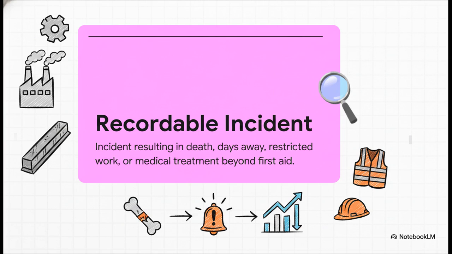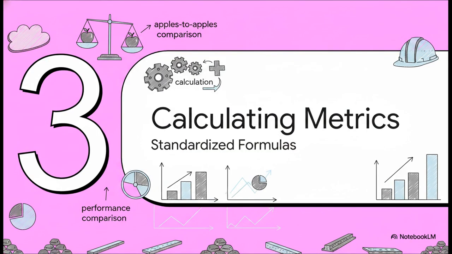Finally, we have the near-miss frequency rate, or NMFR. Now this one is fascinating because it tracks what almost happened. A near miss is defined as an unplanned or uncontrolled event that didn't result in injury or damage, but absolutely had the potential to do so in other circumstances. Tracking near misses is vital because it reveals the hidden hazards in a plant before they turn into actual recordable injuries. Which brings us to Section 3, Calculating Key Safety Metrics.